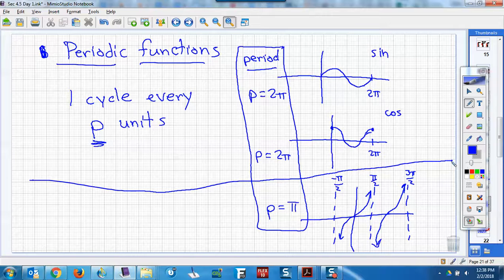So, one period, 2 pi for sine and cosine. So, one cycle every p units. So, when we compress and stretch them horizontally, that's going to change the period. Now, that's the only thing that changes the period, right? If you stretch them vertically, that does not change the period.